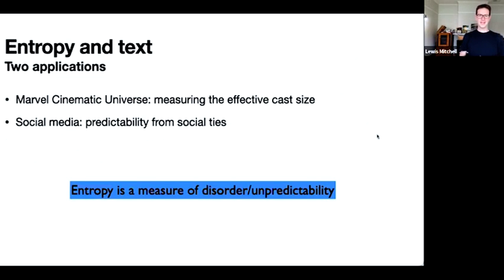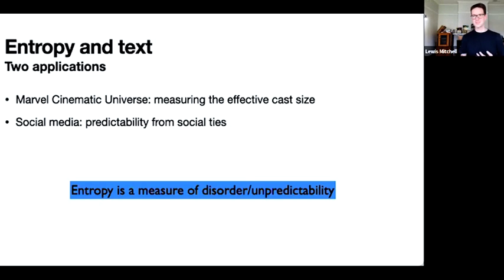So the first challenge is measuring something that should be simple, like measuring the cast size in the Marvel Cinematic Universe movies, which is surprisingly ill-defined, and then looking at how much you can predict about people from their social ties on social networks. So the first thing to tell you is what entropy is.